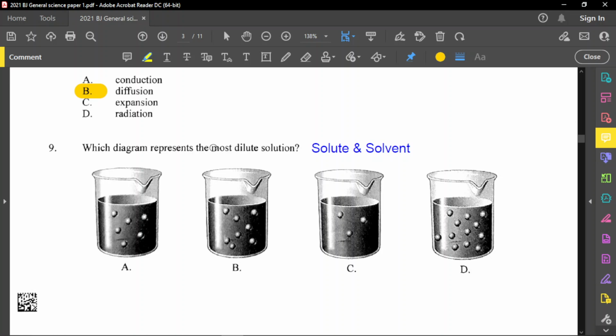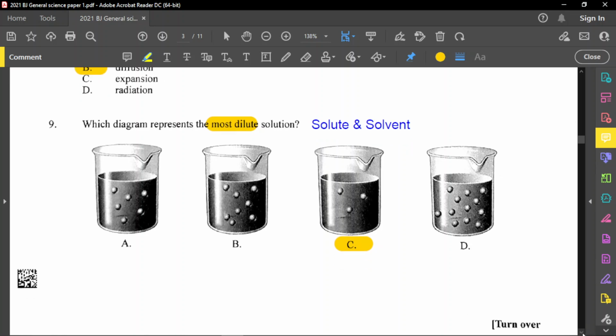It's asking you for the most dilute one, which means dilute solutions have less solute, a little bit of solute within the solution. So here we're looking for the one with the least amount of solute, and that is option C. More solute means that it is concentrated. The opposite of dilute is concentrated, all right? So for example, D will be the most concentrated solution. C is the most dilute, okay? I hope we get the picture there.